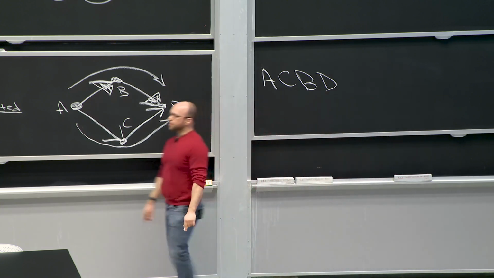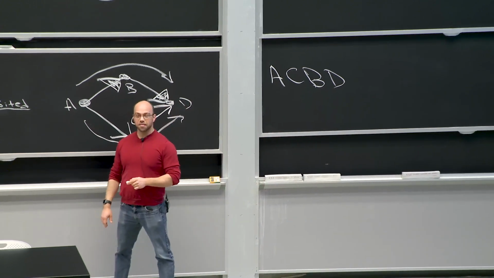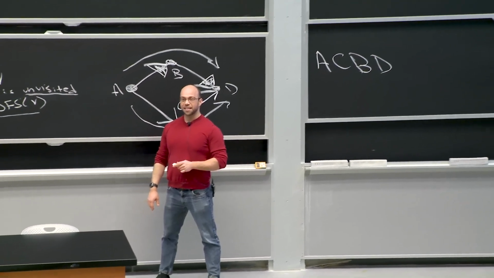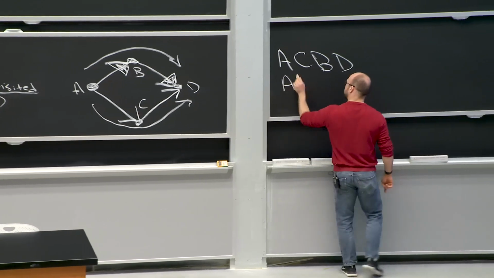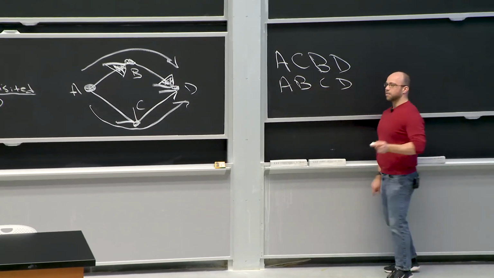Okay. By the way, are topological orderings unique? No. If we look at our graph example here, A, B, C, D is also a topological order.